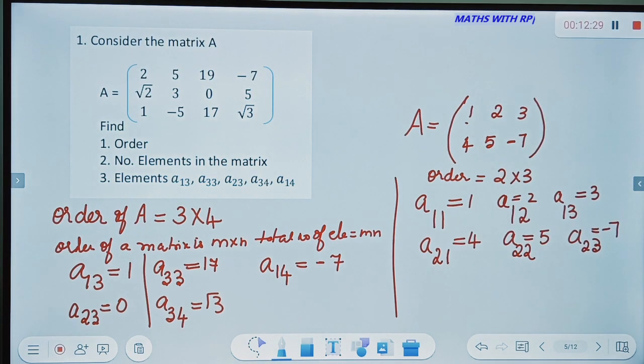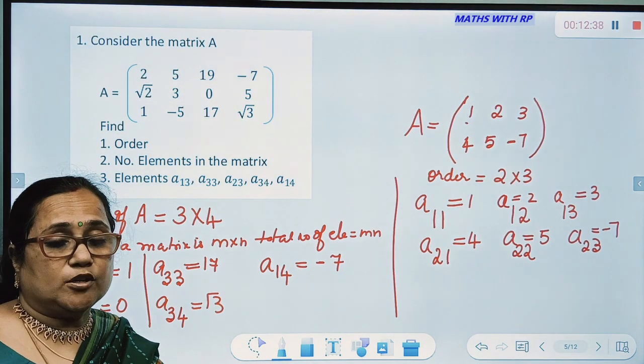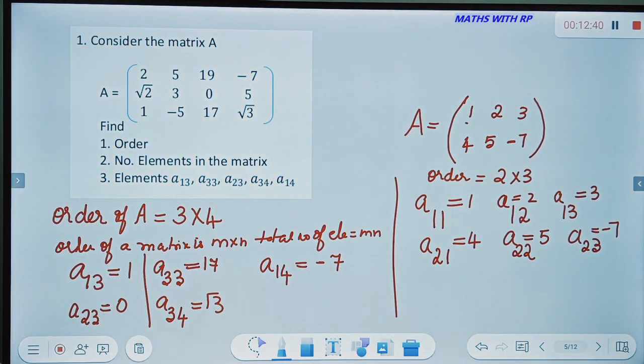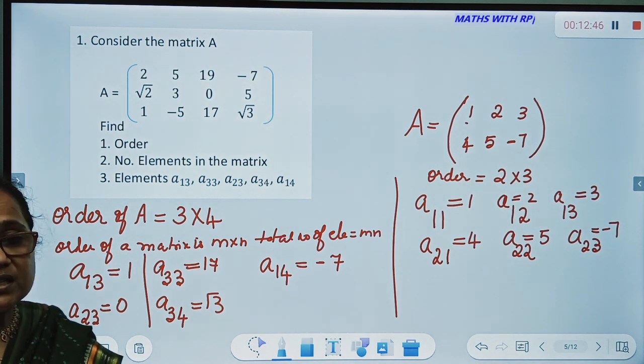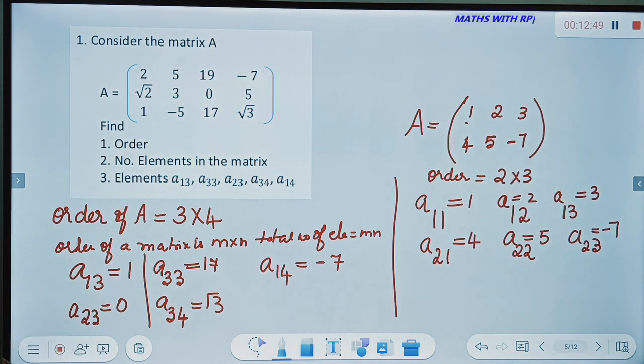So you can find the order, and once you know the order of any matrix, the total number of elements in the matrix is known. So if the order is m by n, the total number of elements in the matrix is mn, and every element's position is determined by in which row it lies and in which column it is placed.